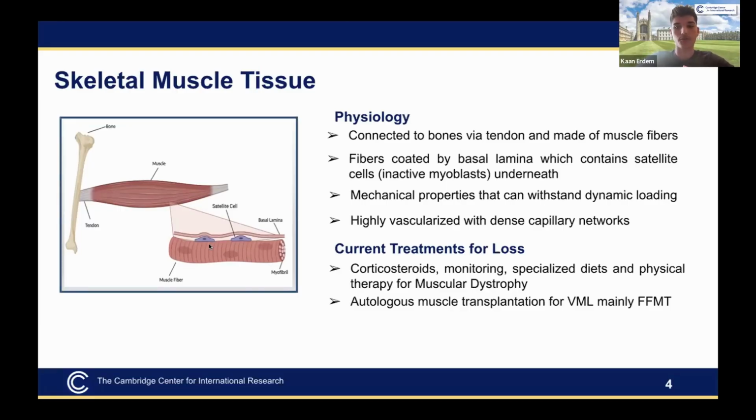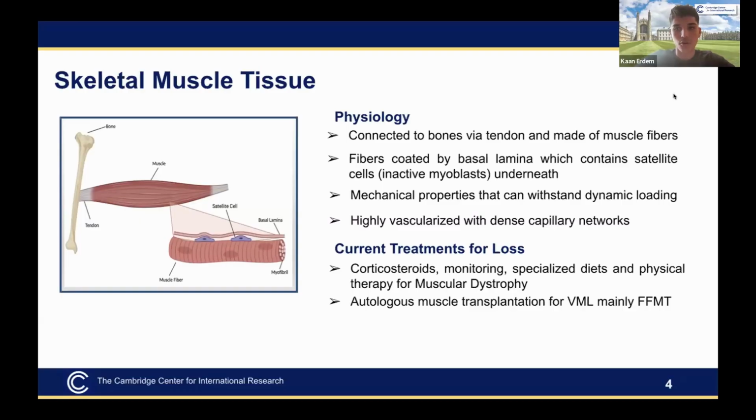So the main important properties of skeletal muscle are that it has mechanical properties that can bear the dynamic loading that skeletal muscle has to go through as it is responsible for locomotion, and it has to be highly vascularized with dense capillary networks, sometimes reaching up to densities of 600 capillaries per millimeter.